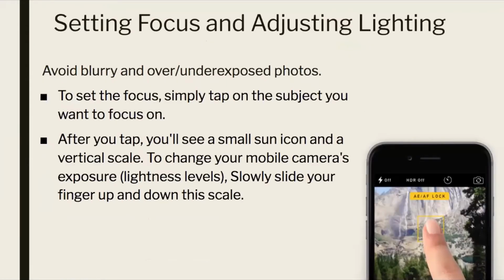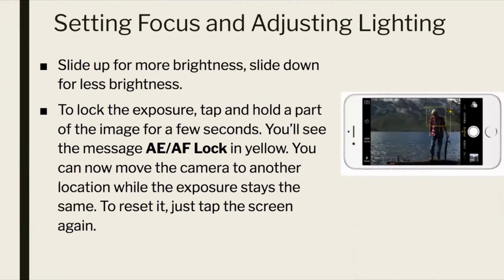Setting focus and adjusting lighting helps avoid any blurry or over or underexposed photos. You set your focus and simply tap on the subject you want to focus on. After tapping, a yellow square should come up labeled AE or AF lock, and that will change your mobile camera's exposure, lighting levels, if you slowly slide the finger up or down on the scale while it's being locked, which I can show later. The sliding up or down will create either more or less brightness.